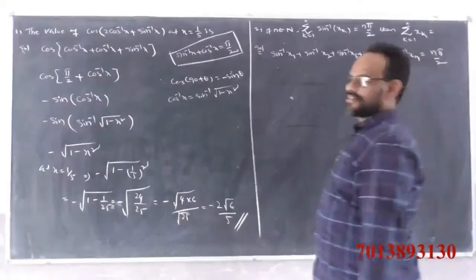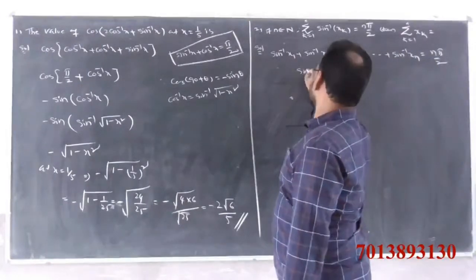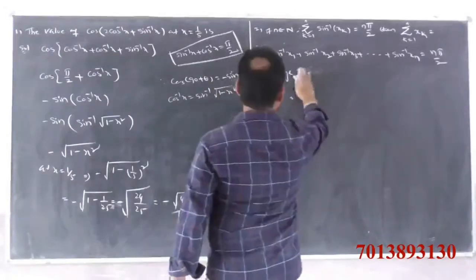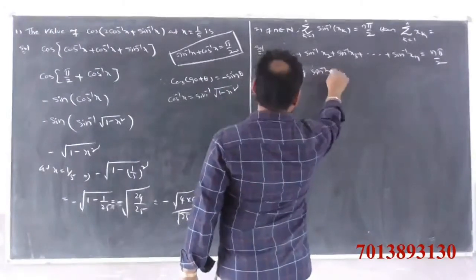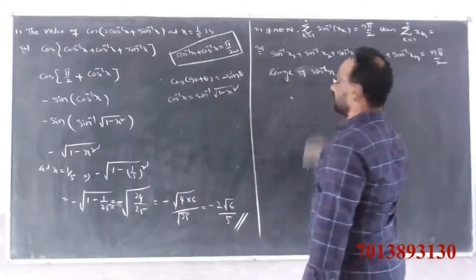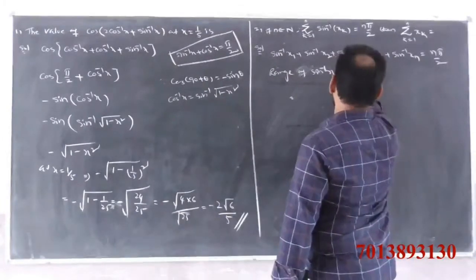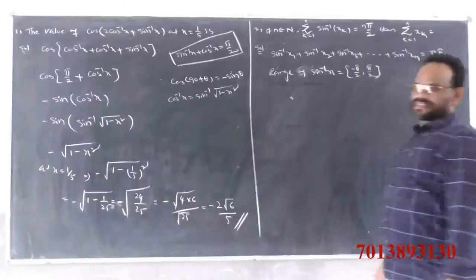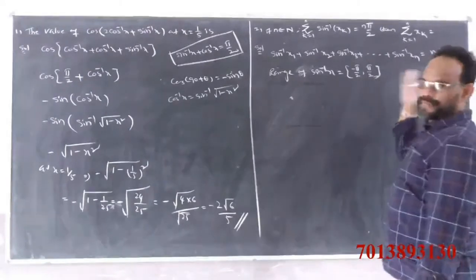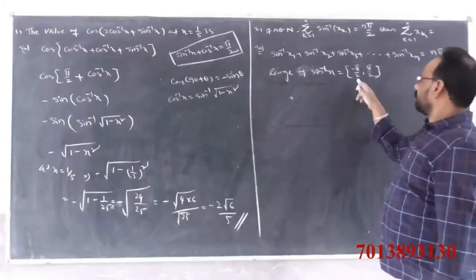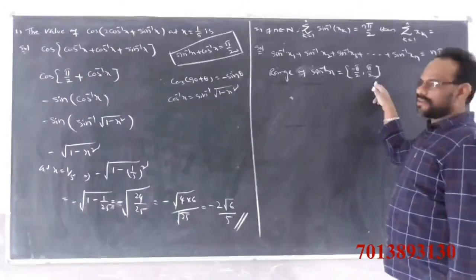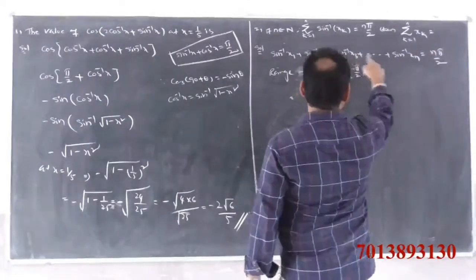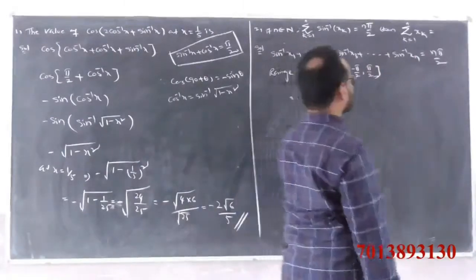Already we know the range of sin inverse x is minus pi by 2 to pi by 2. This is the range of sin inverse x. If you take the maximum, plus pi by 2, we get pi by 2 plus pi by 2 plus pi by 2 up to n times, so we get n pi by 2. Here the answer is n pi by 2.